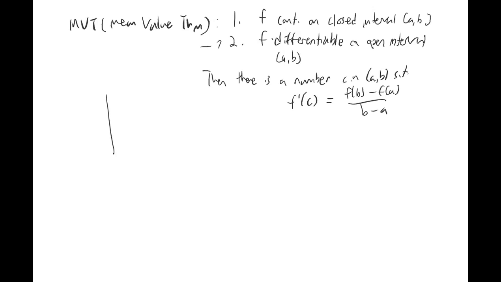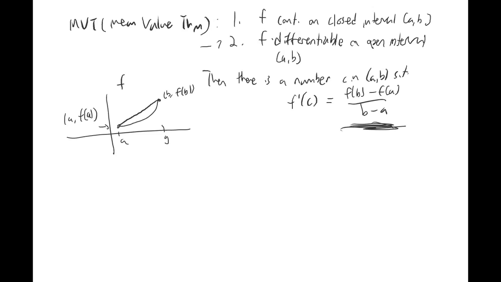So picture-wise, it's this, right? If I had a function here, A to B, what is this thing? If this is my f, this thing is just the slope of this line, right? Of the line that connects these 2 points, the point B, f of B, and A, f of A. You all agree? So the right-hand side is just the slope of the line that connects these 2 points, right?